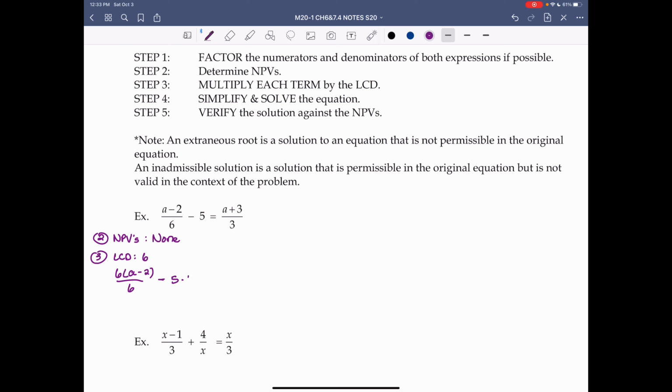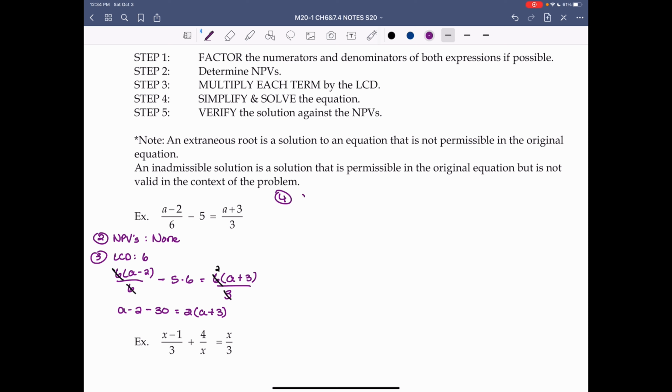Negative 5 times 6, and then equals 6 times (a + 3)/3. What happens here is the 6's divide out, and then in our second fraction, 6 divided by 3 is 2. We are left with a - 2, minus 5 times 6 is 30, equals 2 times (a + 3). So as we see, our fractions are no longer there, which makes it so that we are able to solve this easily.